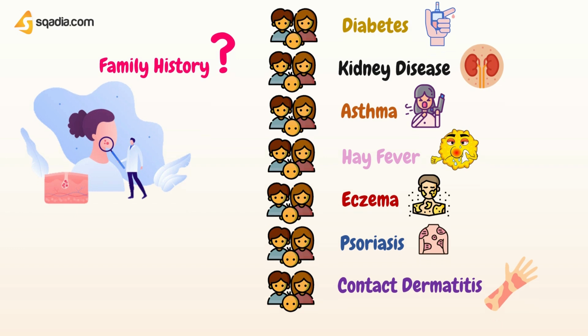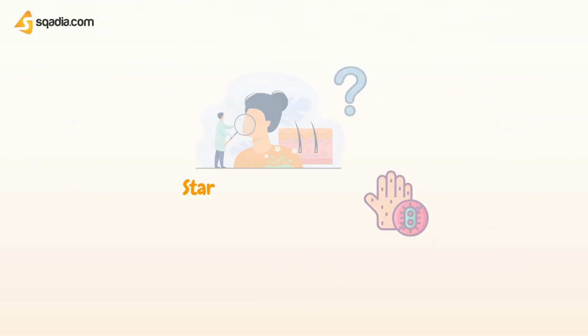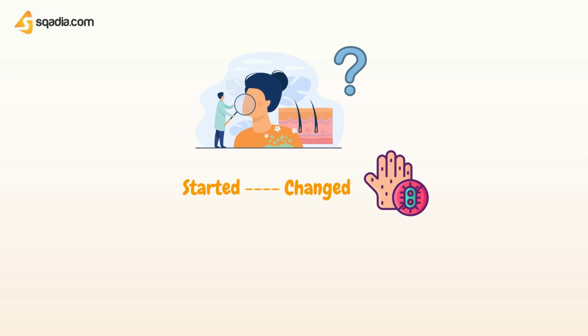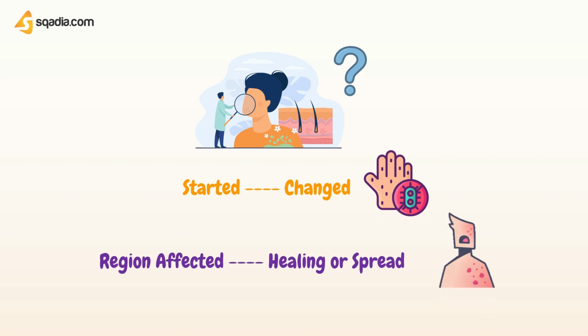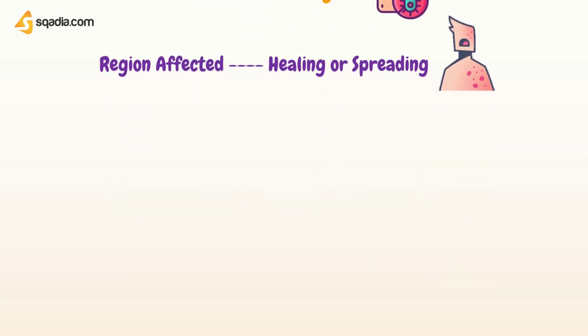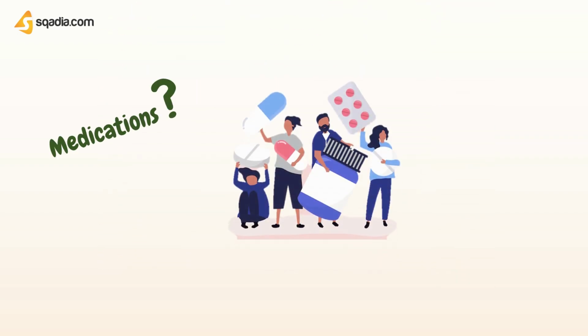You will ask the patient how the problem started, how it has changed over time, how many regions of skin are affected, and if the problem appears to be healing or spreading. Next, you will ask the patient if they are taking any medications.